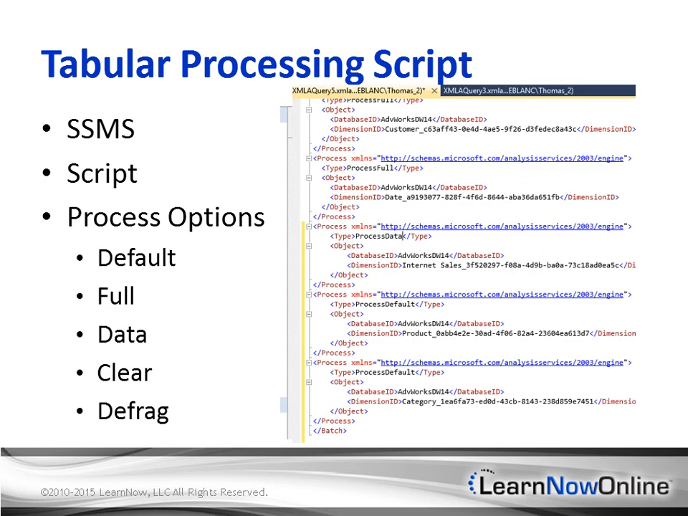When scripting, you can mix the processing with different tables as seen here. So here you can see a process full on the database, whereas the date and the internet sales is by data. You use the default for product and the default for category.